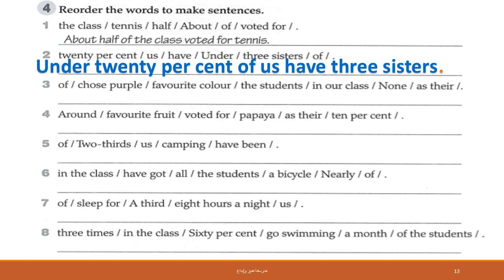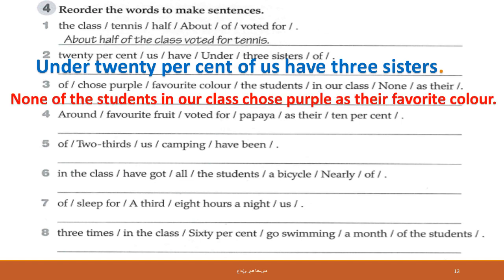3. Of chose purple favorite color. The students in our class none as their. Where is the capital letter? None. Well done. I need none. None here means 0, no, nothing, no one. So none of the students, no one of the students. It means that none in our class chose purple as their favorite color.